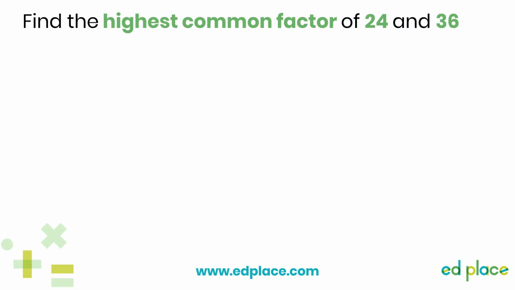Generally, we're asked to find the highest common factor of two numbers. In our example, we're going to find the highest common factor of 24 and 36. The trick here is to break the question down and work with one number at a time. Here we're going to start with 24 and produce a prime factor tree.